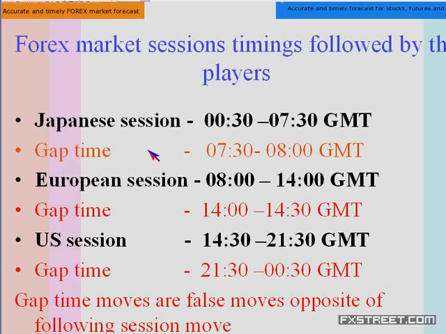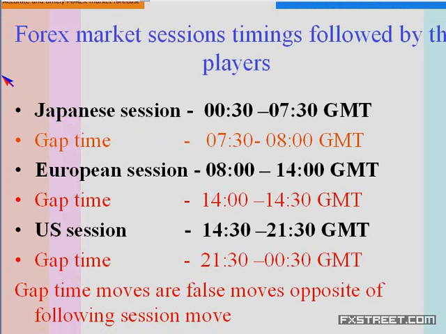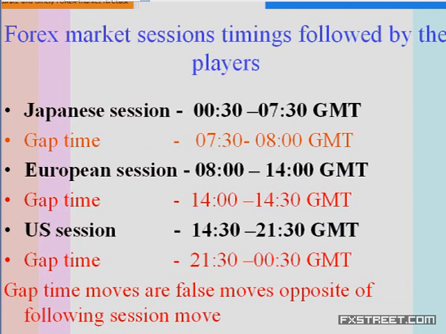First of all, we have to understand the market timings followed by that of the players. So currently we are in European session. The session starts by 8 GMT, 9 GMT we are around, and it gets over by 14 GMT. Then 00:30 to 7:30 GMT is the Japanese session. 7:30 to 8 is the gap time before the start of the European session.